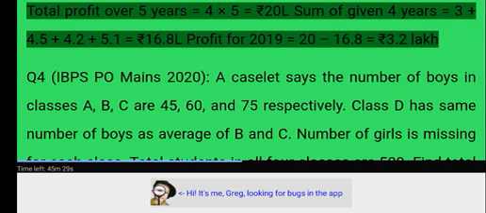Total profit over 5 years equals 4 times 5 equals rupees 20 lakh. Sum of given 4 years equals 3 plus 4.5 plus 4.2 plus 5.1 equals 16 rupees and 80 paise lakh. Profit for 2019 equals 20 minus 16.8 equals 3.2 lakh rupees.